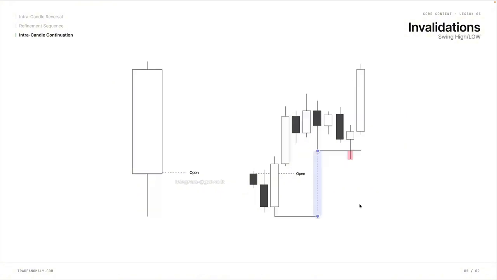So here is essentially the same thing, but using swing highs and lows as your key level. As you can see, price opens low first, prints a low of the candle, expands away, then consolidates.